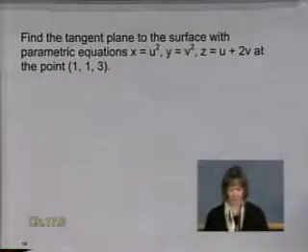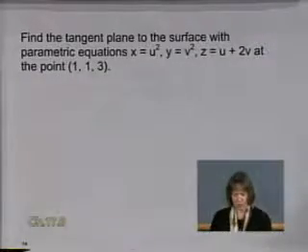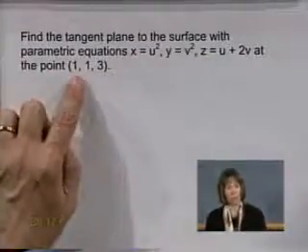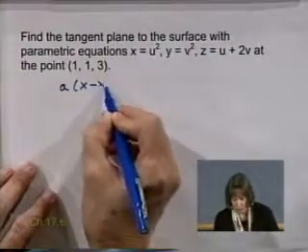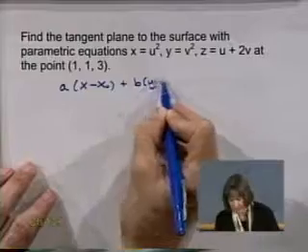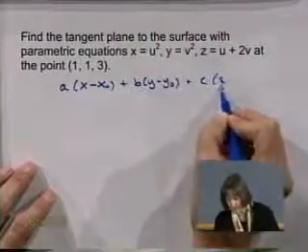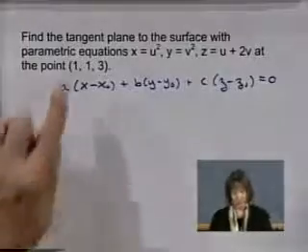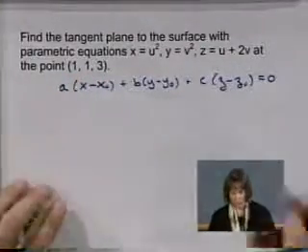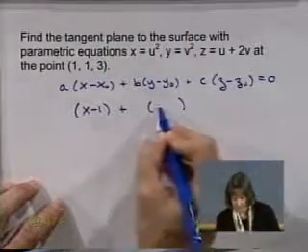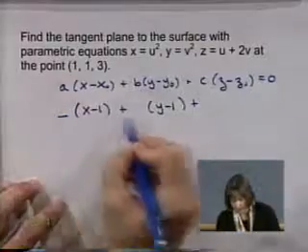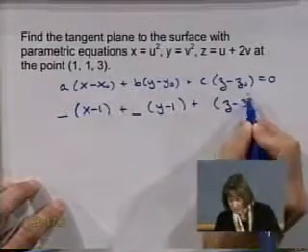So here, find the tangent plane to the surface with parametric equations x equals u squared, y equals v squared, and z equals u plus 2v at the point 1, 1, 3. To get the equation of a plane, you need the vector a, b, and c, and then you go a times x minus x naught plus b times y minus y naught plus c times z minus z naught equals 0. They've been so kind to give me the point 1, 1, 3. So I don't know what a is, but it's going to be x minus 1, plus I don't know what b is, but it's going to be y minus 1, and I'll fill these in a minute, and I don't know what c is, but it's z minus 3 equals 0.